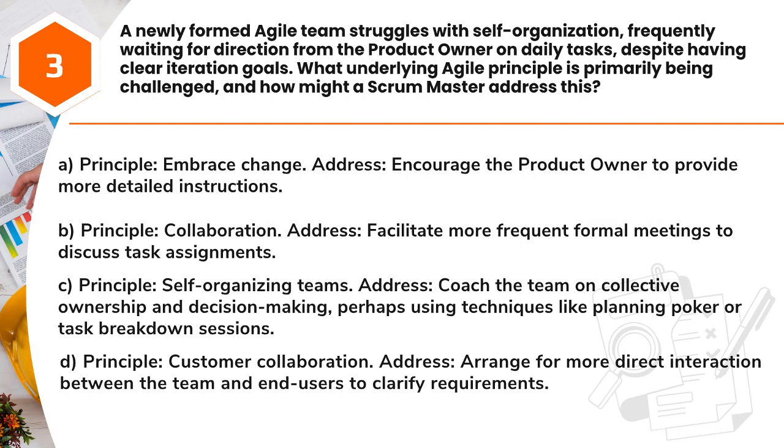Question 3. A newly formed Agile team struggles with self-organization, frequently waiting for direction from the product owner on daily tasks, despite having clear iteration goals. What underlying Agile principle is primarily being challenged, and how might a Scrum Master address this?